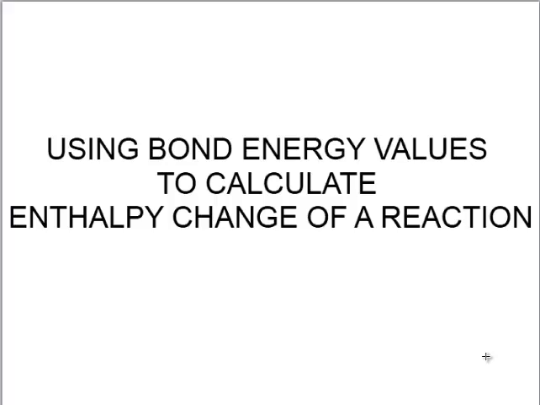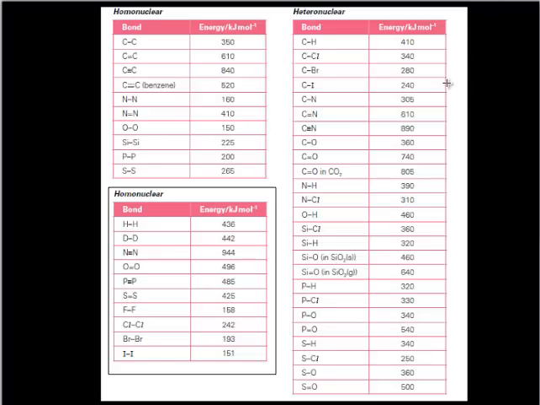Okay, so today we're going to see how we use the bond energy to calculate the enthalpy change of a reaction. Now you are also provided with a list of the bond energies, which is found in your data booklet that you can have access to at any time. Those energies that you can see there are very important. They are going to be helpful in calculating the enthalpy change of a chemical reaction.